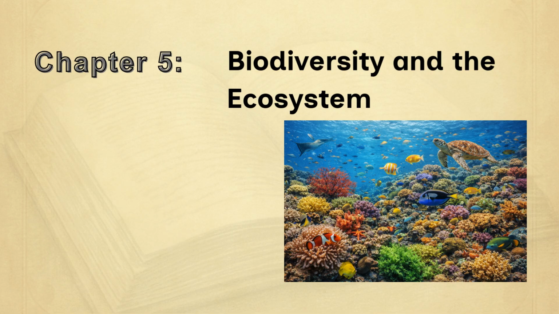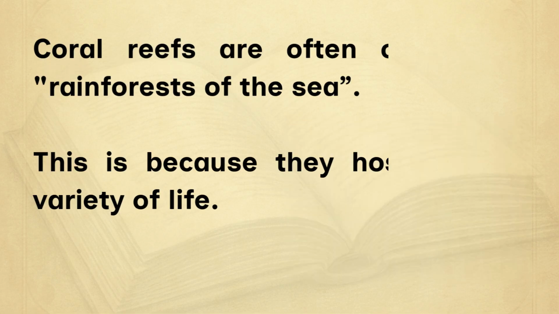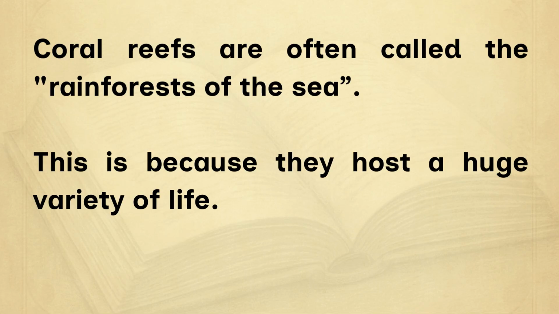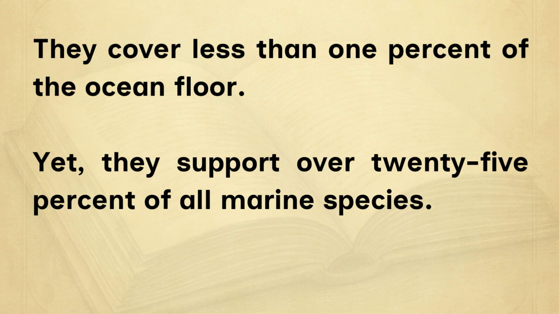Chapter 5. Biodiversity and the ecosystem. Coral reefs are often called the rainforests of the sea. This is because they host a huge variety of life. They cover less than 1% of the ocean floor. Yet, they support over 25% of all marine species.